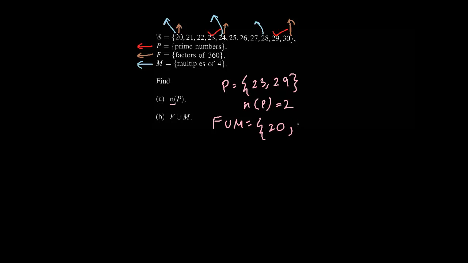But we want to write everything that there is. Then we have 28. That's in M, so we have to write that, 28. Then there is 30. That is in F, factors of 360. So we have to write that also. So F union M means you write everything that there is in F, everything that there is in M, but do not repeat the one that is coming twice. Just write it once.